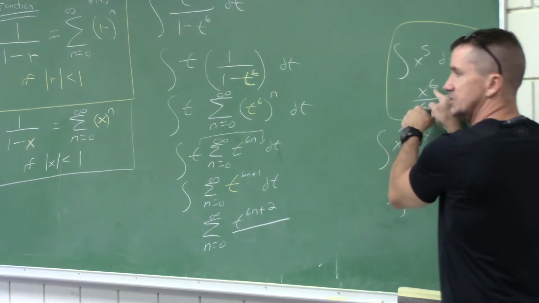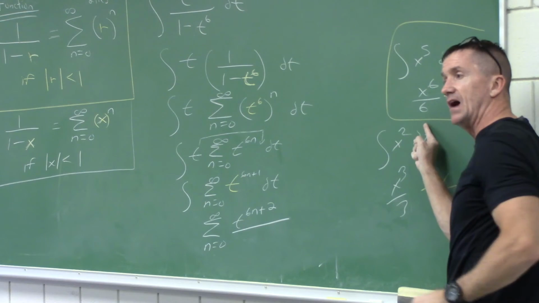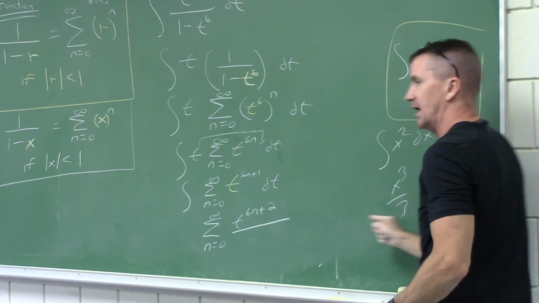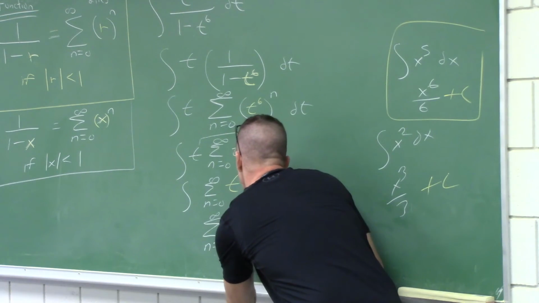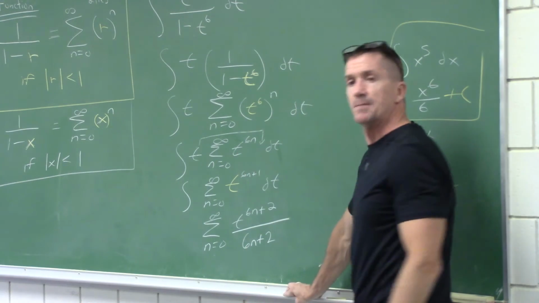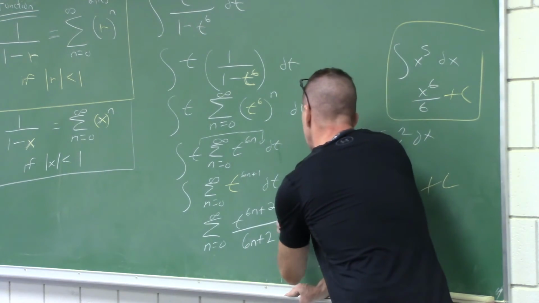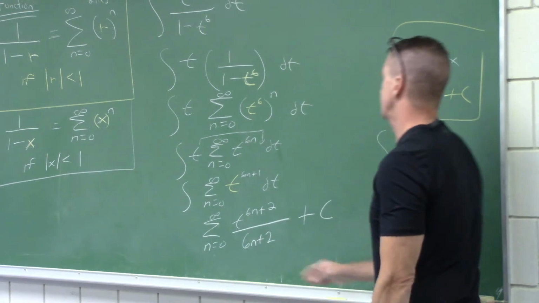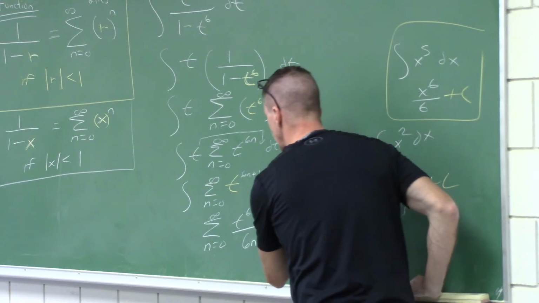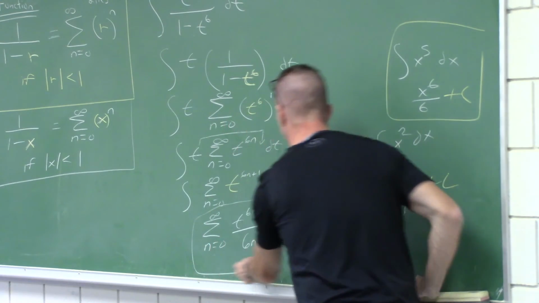Remember, look what you did. You pumped it up by 1, you divided by that number. So what do I have to divide by? 6n plus 2, right? Sorry. That's all right. One more thing, I'll put the plus C. There it is. Isn't this cool? Everyone, this is this integral.